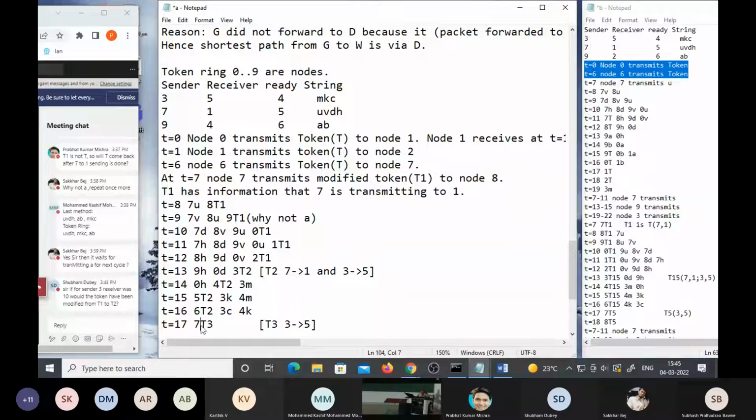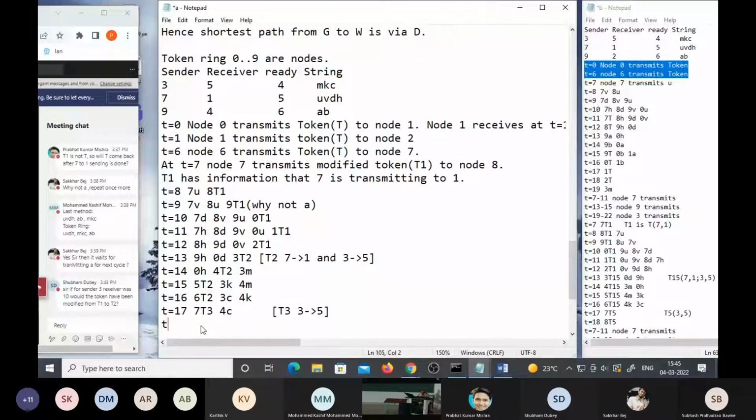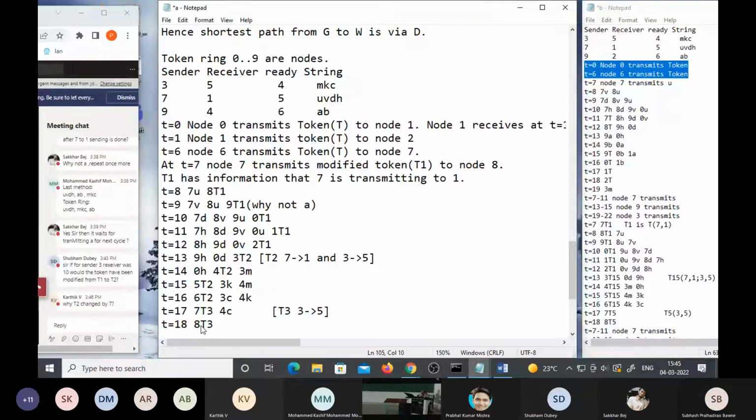7 will transmit T3. 3 has no more to transmit. 4 will transmit C. And T3 was this token. T equal to 18. 8 will transmit T3. And no more transmission.